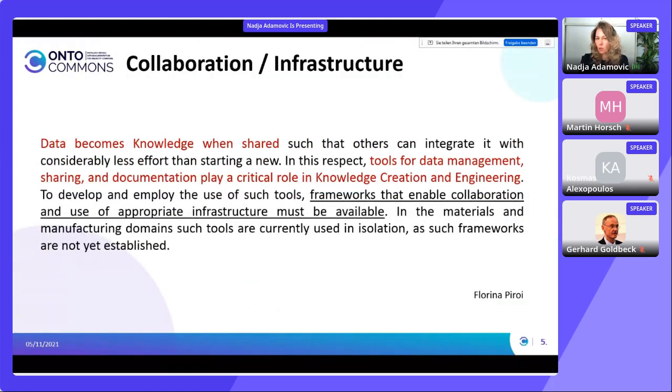Data becomes knowledge when shared, such that others can integrate it with considerably less effort. In this respect, tools for data management, sharing, and documentation play a critical role in knowledge creation and engineering. To develop and employ such tools, frameworks that enable collaboration and use of appropriate infrastructure must be available. In the materials and manufacturing domains, such tools are currently used in isolation, as such frameworks are not yet established.